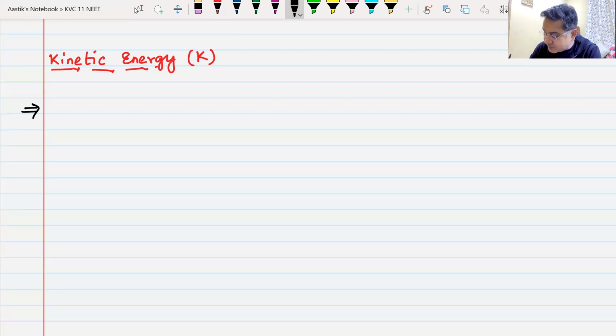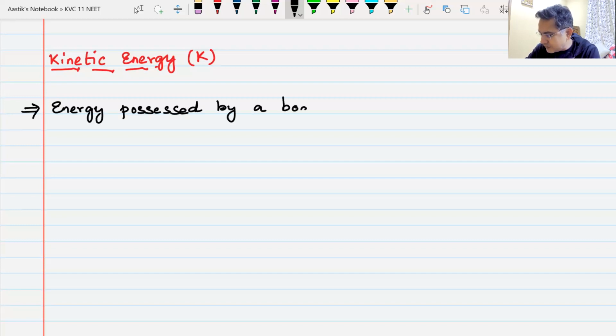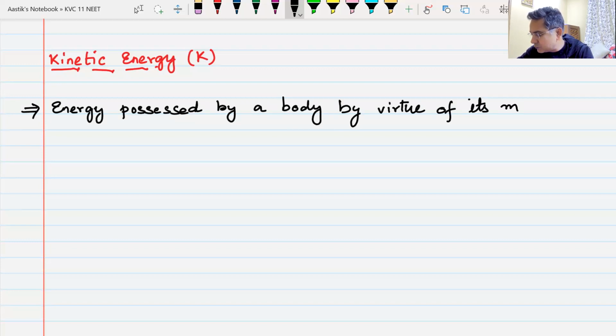Kinetic energy is the energy possessed by a body. Can anyone complete the sentence? Energy possessed by a body by virtue of its motion. When a body is moving, the energy it has is known as kinetic energy. Energy possessed by a body by virtue of its motion is known as kinetic energy.